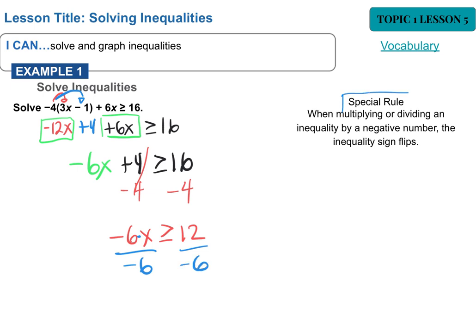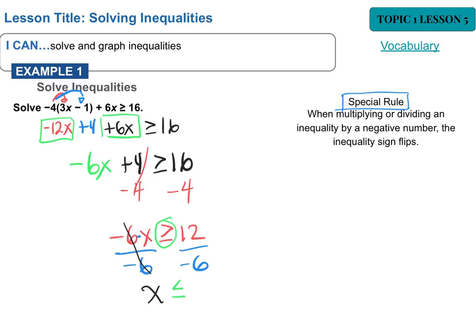rule that I need to follow. The rule says when multiplying or dividing an inequality by a negative number, the inequality sign will need to flip. So my greater than or equal to symbol is now going to turn into a less than or equal to symbol. And I simplify as I normally would.